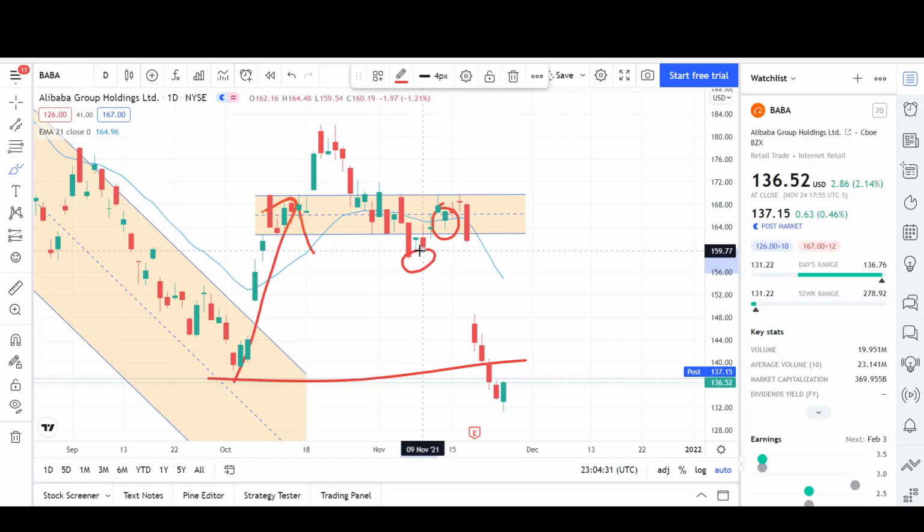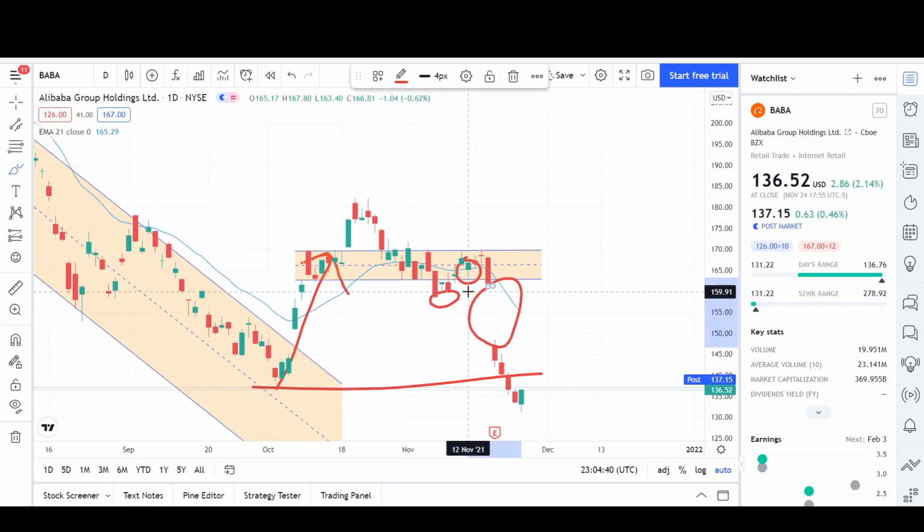And then right at earnings, all the people who had their stop losses underneath the swing got wiped out by this huge gap that was created by the market. So that's how that works.